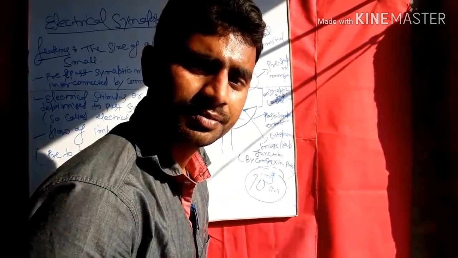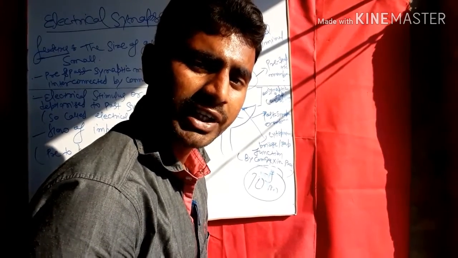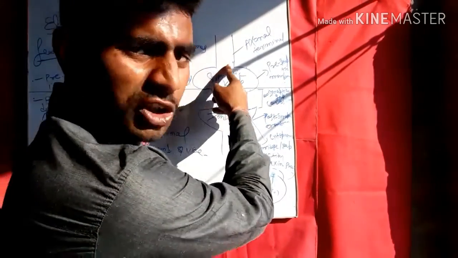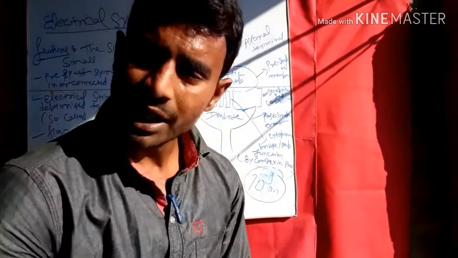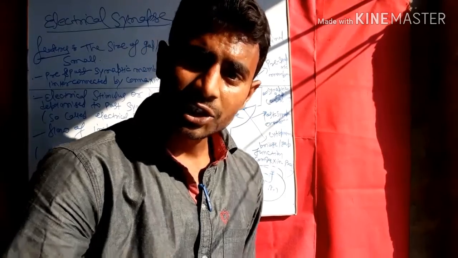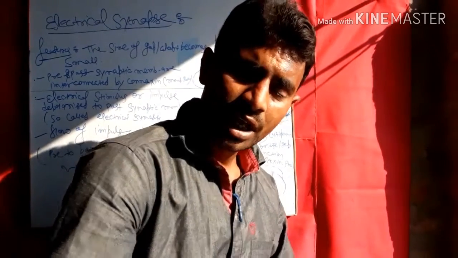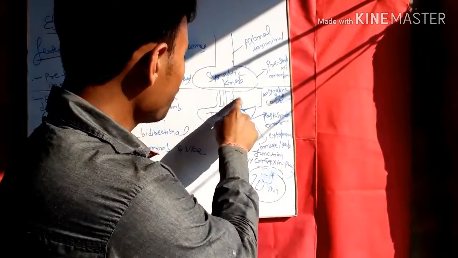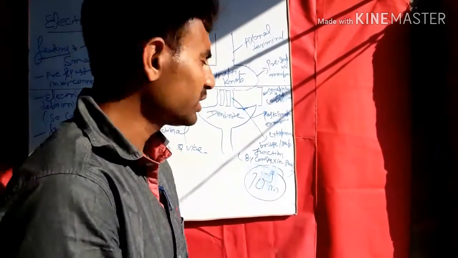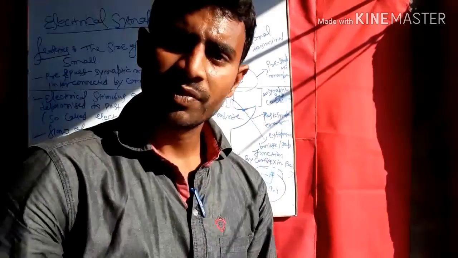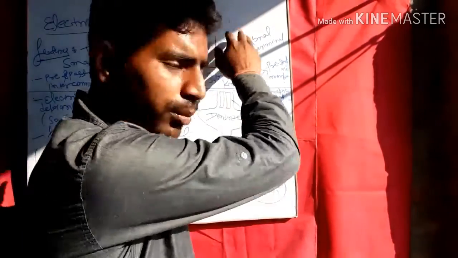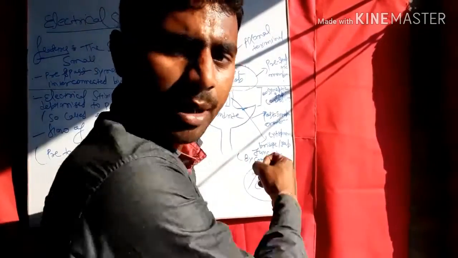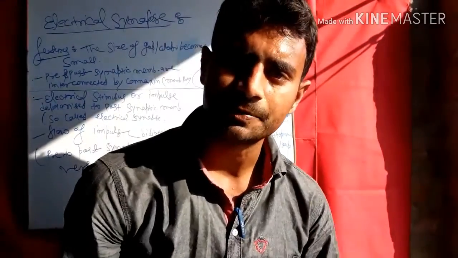But in the electrical synapse, both membranes, the presynaptic membrane of one neuron and the postsynaptic membrane of the other, are connected with each other and form a bridge. That bridge is called the cytoplasmic gap junction, for the flow of impulse from the presynaptic membrane to the postsynaptic membrane and vice versa.